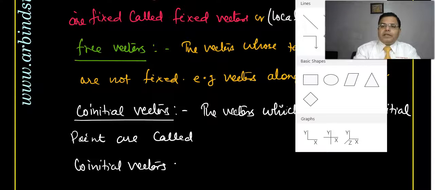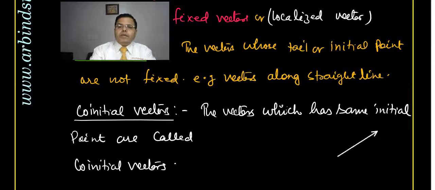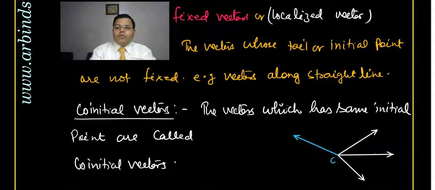For example, if there are vectors like A, B, C and D drawn like this, these all have the same initial point, so they are said to be co-initial vectors. Here all these vectors have the same initial point and therefore they are said to be co-initial vectors. I hope you got it.